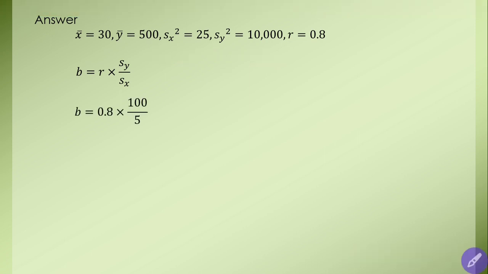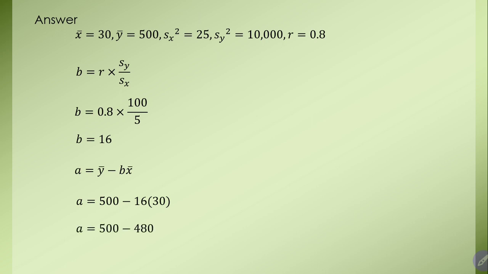So as we put in the formula, r is 0.8 into sy is 100, sx is 5. If you solve 0.8 into 100 upon 5, that is 16. Then we will find a, which is equal to y bar minus b x bar. Y bar is 500, b is 16, x bar is 30. So 30 into 16 is 480, and 500 minus 480 is 20.